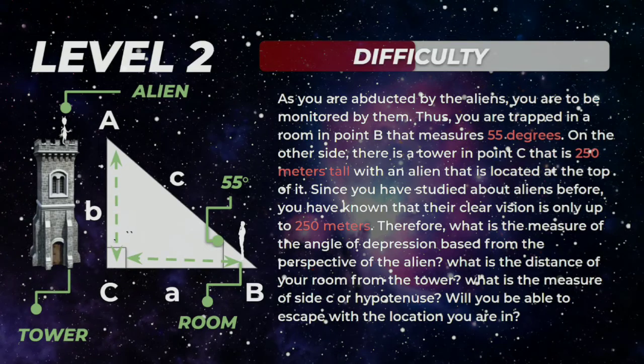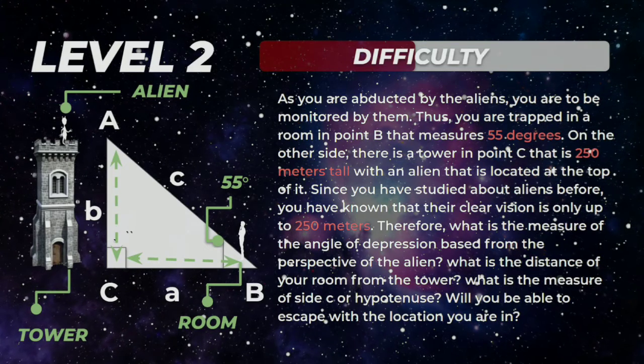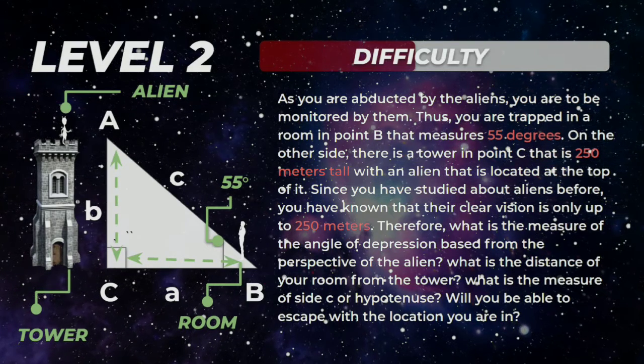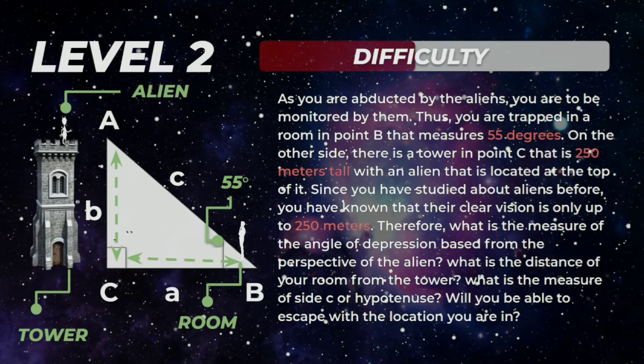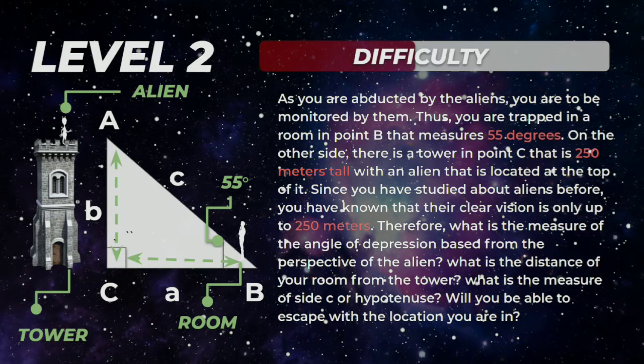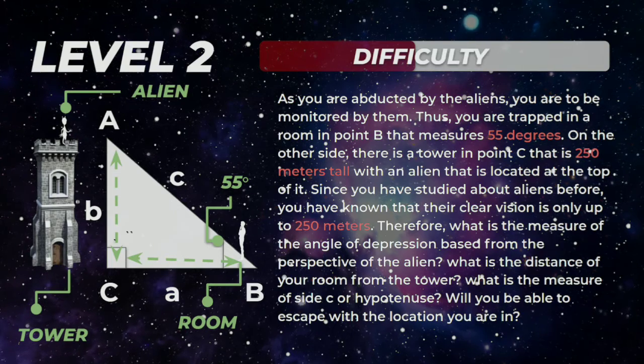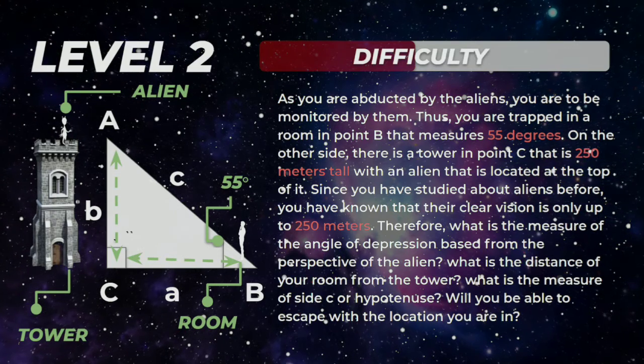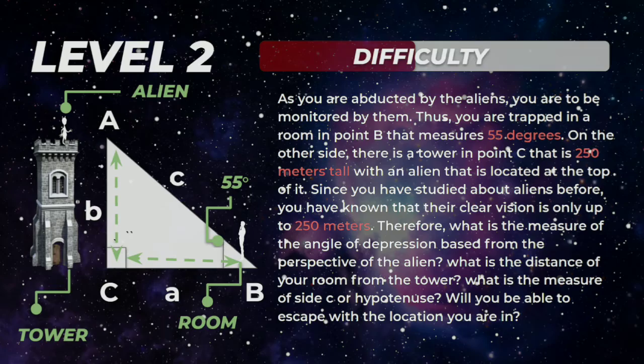Level 2. As you are abducted by the aliens, you are to be monitored by them. Thus, you are trapped in a room in point B that measures 55 degrees. On the other side, there is a tower in point C that is 250 meters tall with an alien that is located at the top of it.